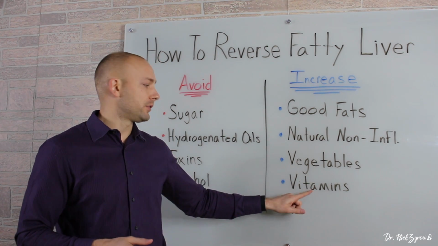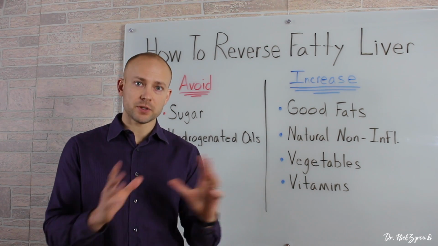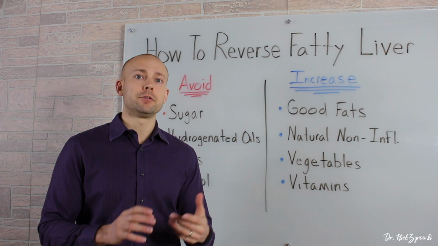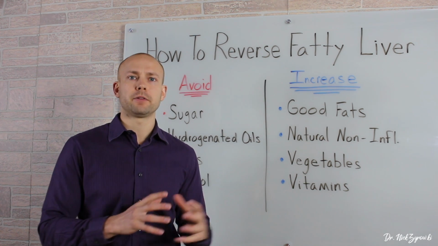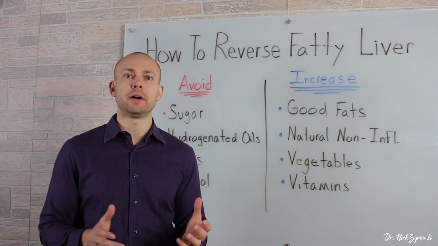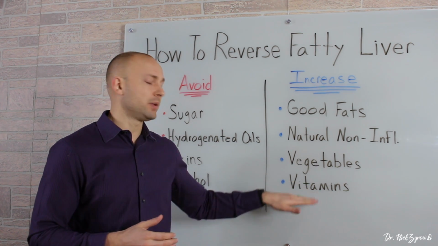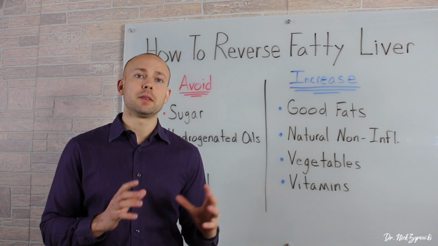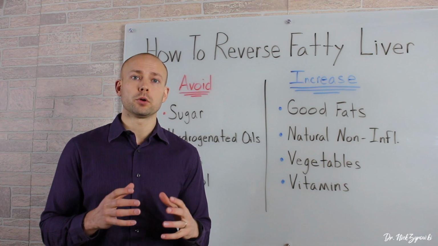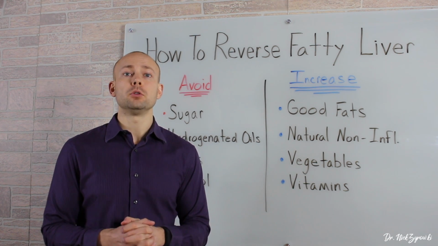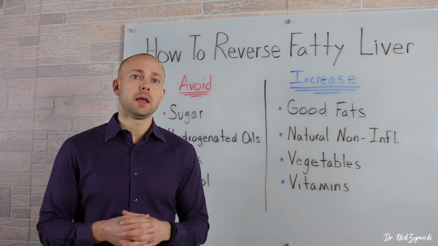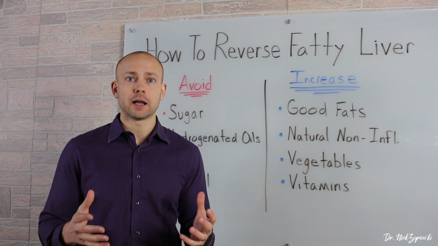Now, last but not least, vitamins, okay, specific vitamins. So B vitamins have shown to have really great healing effects on the liver. So increasing your B vitamins, your B1, 2, 3, the list goes on. And then the other nutrient that is very important to increase is glutathione. Now, glutathione is an antioxidant, and it's considered the master antioxidant in the body.